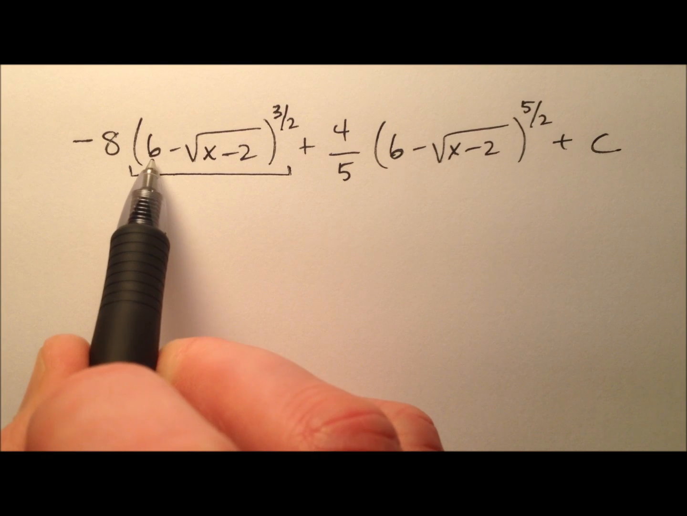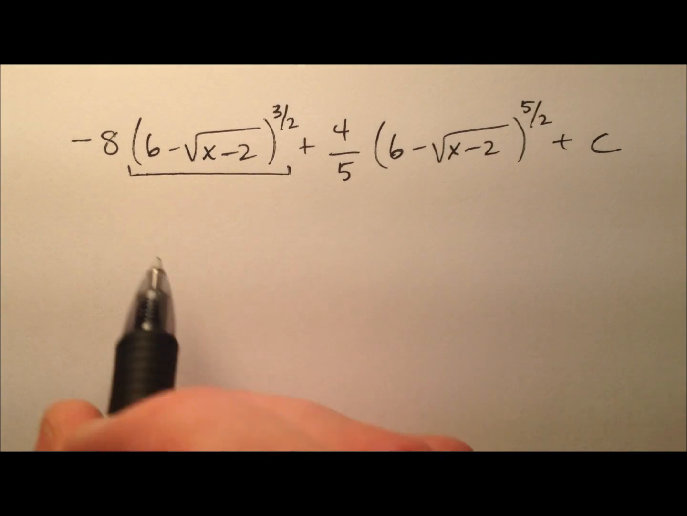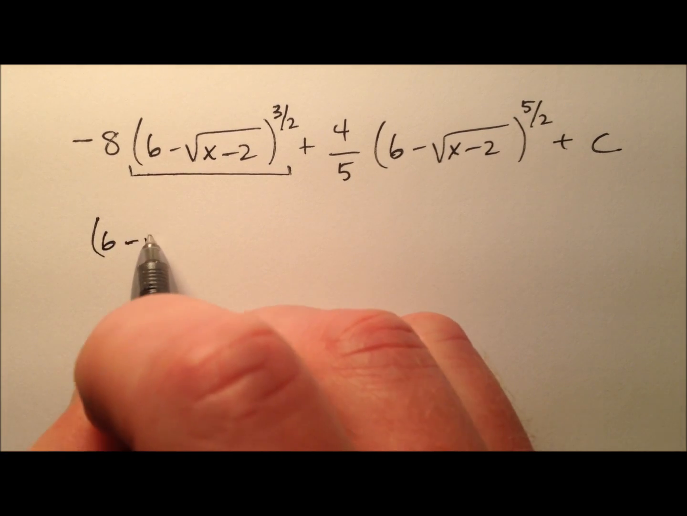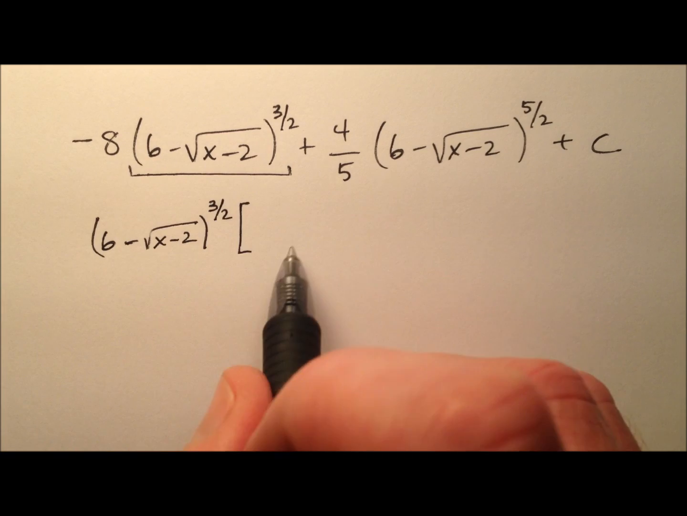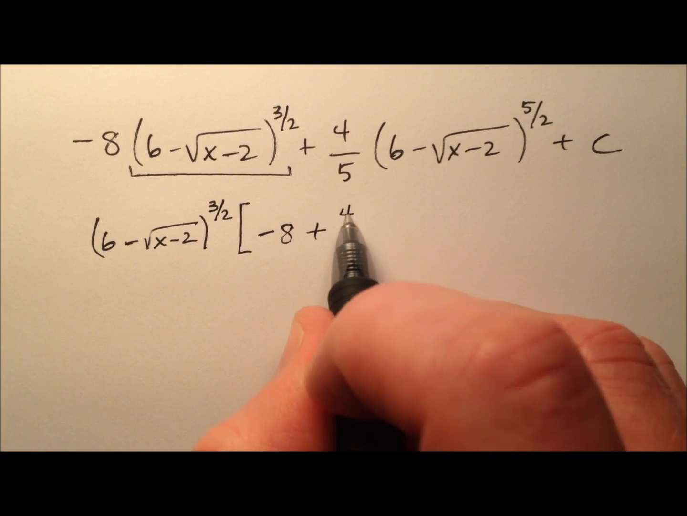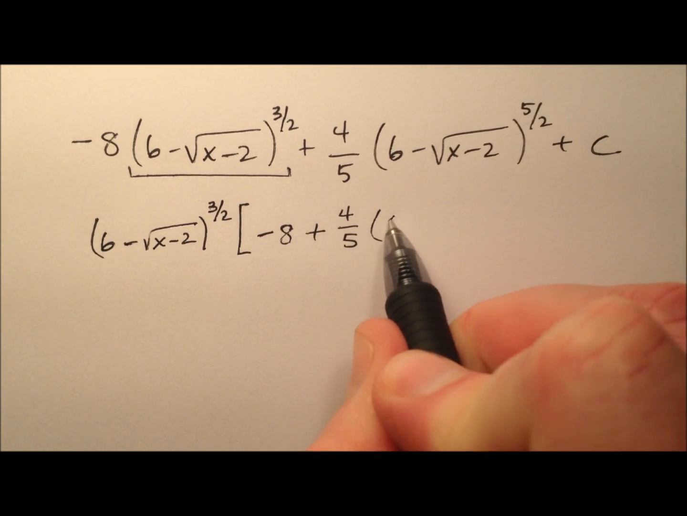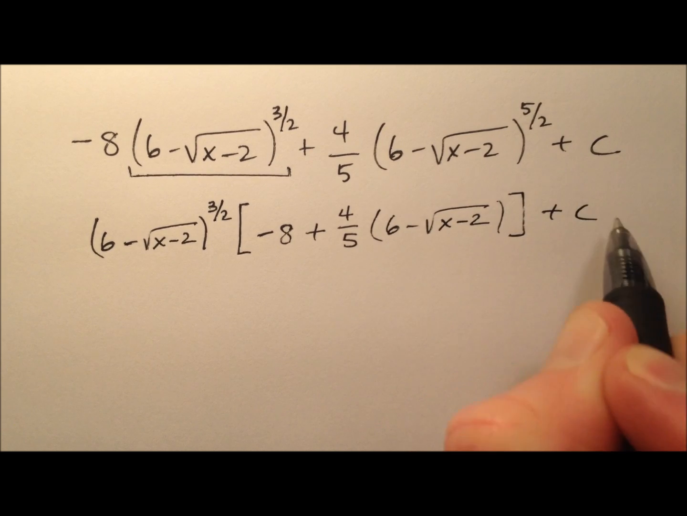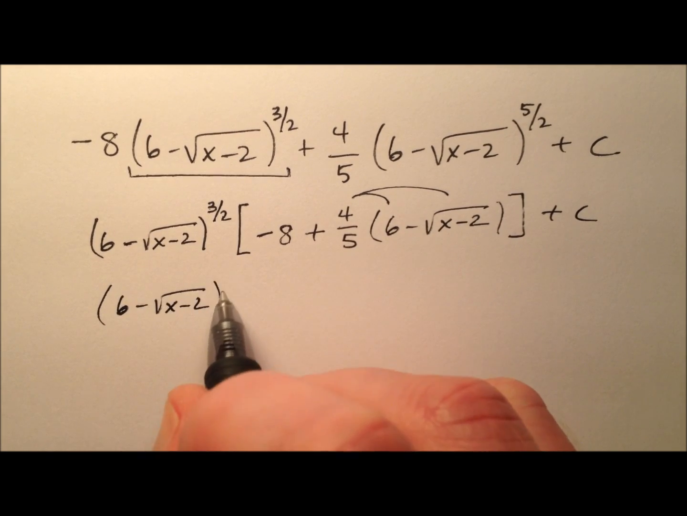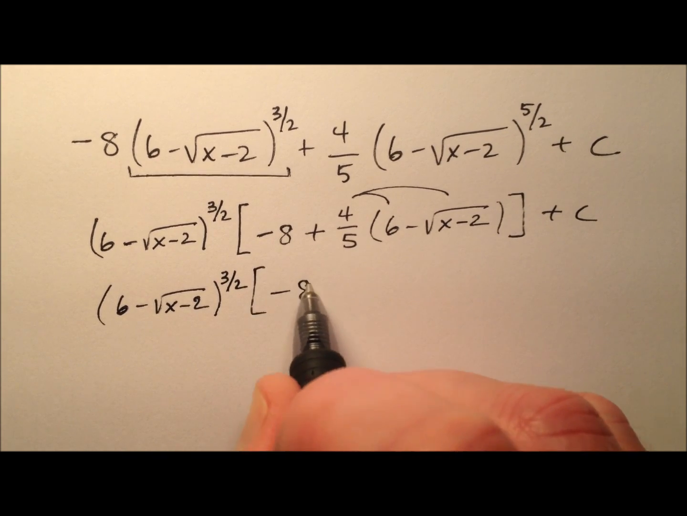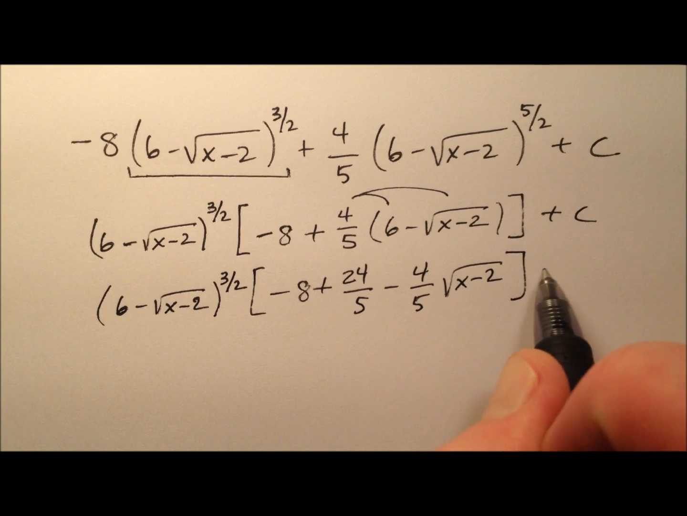So it looks like we have this expression 6 minus the square root of x minus 2 in both of these terms. And our exponents are 3/2 and 5/2. So let's go ahead and factor out the 6 minus the square root of x minus 2 to the 3/2 and kind of see what it is that we have left. So we'll have a -8 from the first one, and then we'll have plus 4/5 times, and then once I factor the 3/2 out, really I just have 2/2 or 1 left over. So it looks like this. And I can distribute through here, and that will be a little nice. Okay, so -8 plus, looks like 24/5 minus 4/5 times that square root expression.